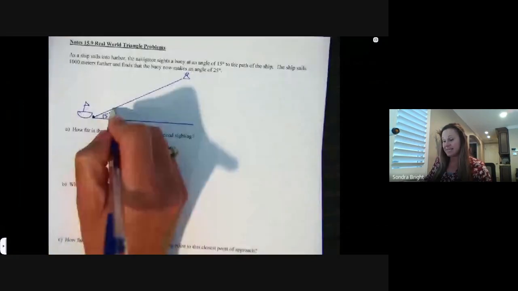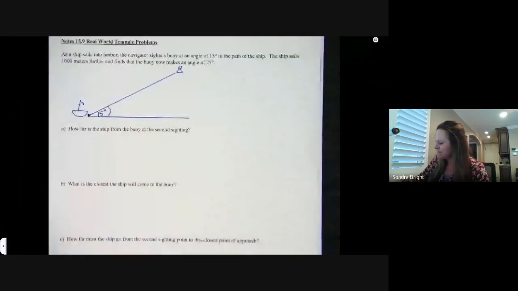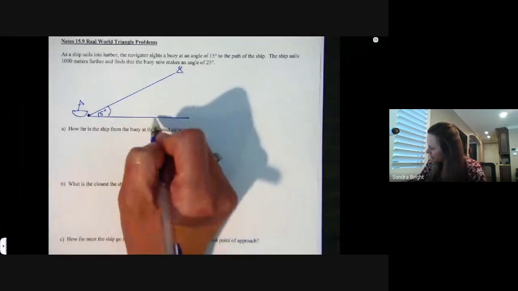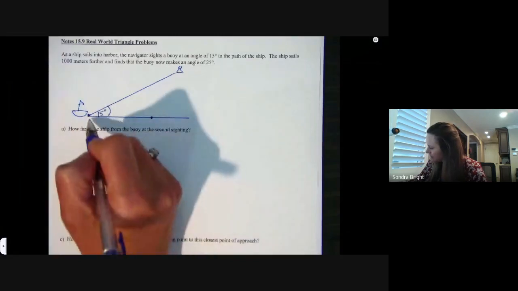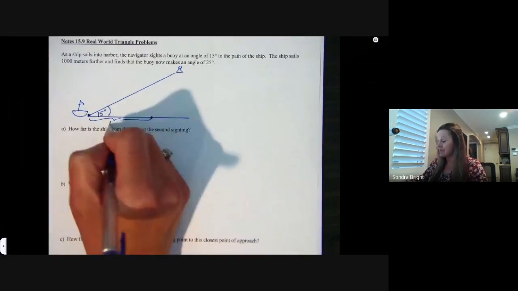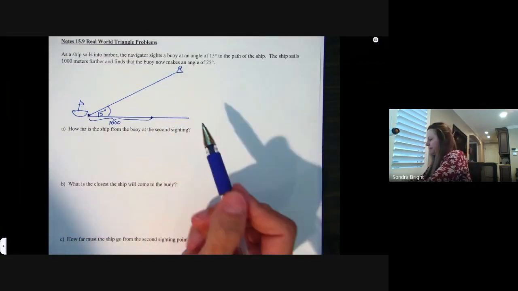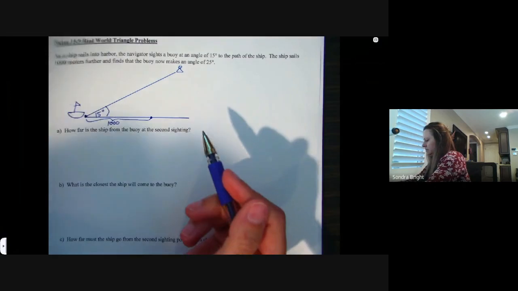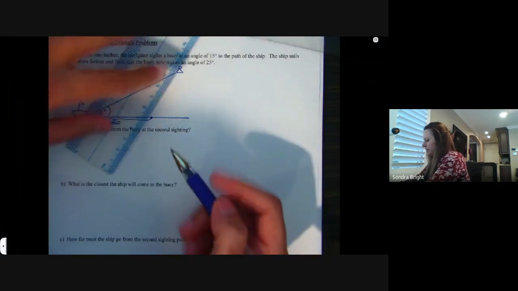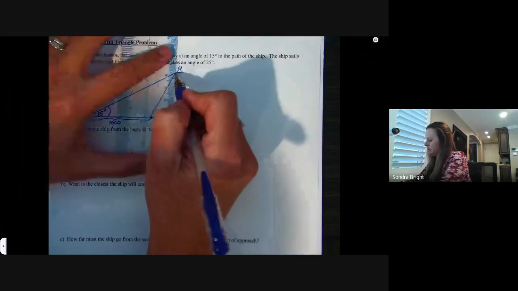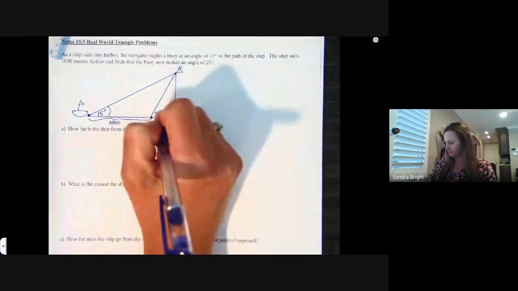All right, then it says that it travels another 1,000 meters. So let's say 1,000 meters is about to here. We'll say this distance here, they go 1,000 meters. And then the buoy now makes an angle of 25 degrees. Now the ship is over here, and we're just going to draw that. We got 25 degrees there.